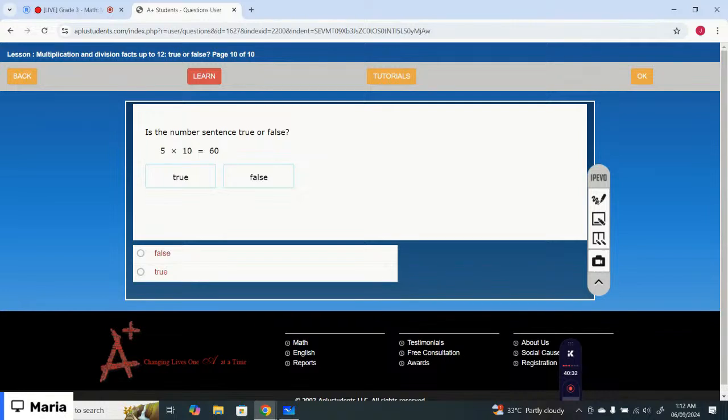Is the number sentence true or false? 5 times 10 equals 60. Which is the correct option? False it is, right? 5 times 10 is not 60. So that is again false. Okay, you can complete the lesson by yourself later today. Let's just move on to next lesson.